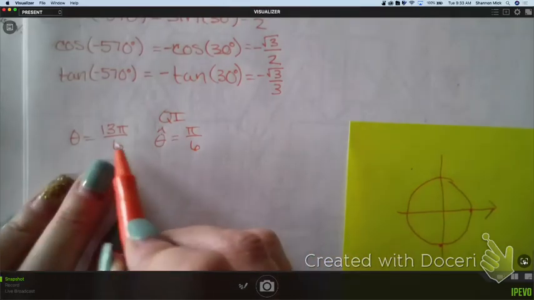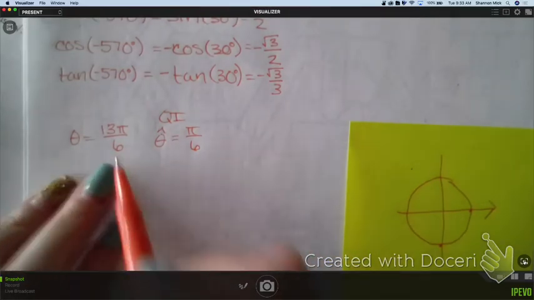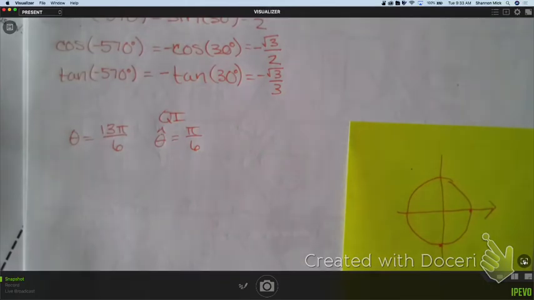Anytime you see the denominator, if it is a 6, it is a 30 reference angle, yes? If it is a 3, it's what? 60, because 60 goes into 180 3 times. And if it's a 4, it's what? 45. If it's a 2, it's a quadrantal, isn't it? It's either 90 or 270. Make sense?